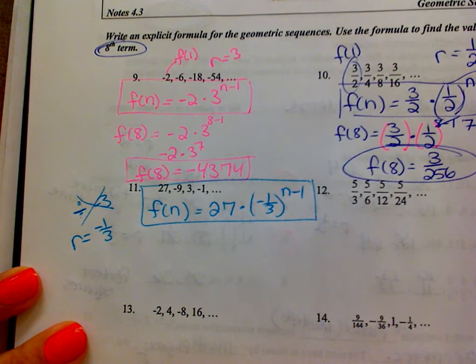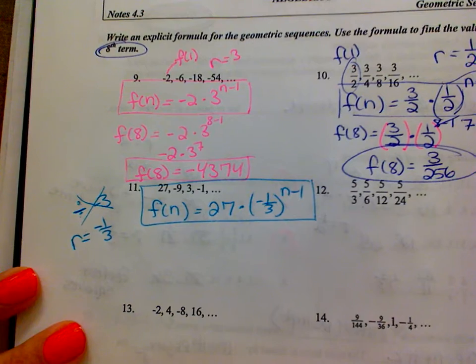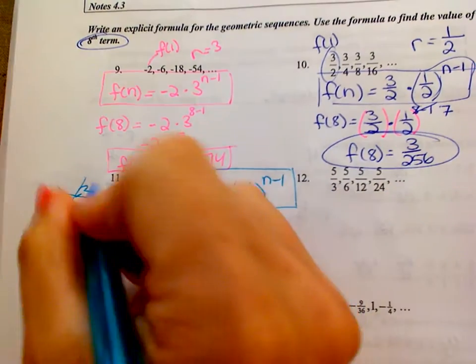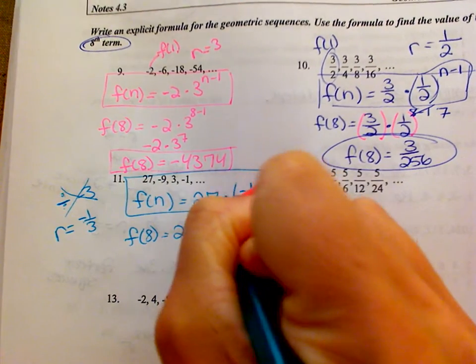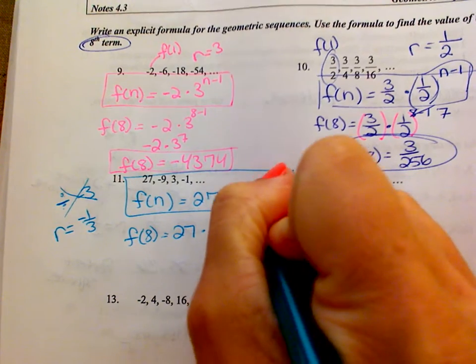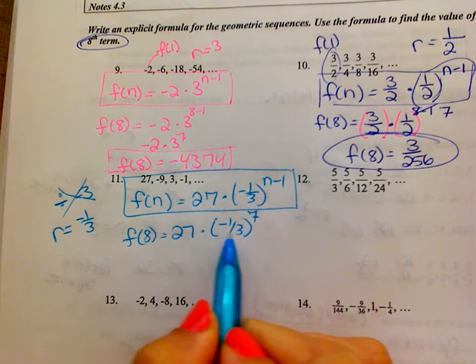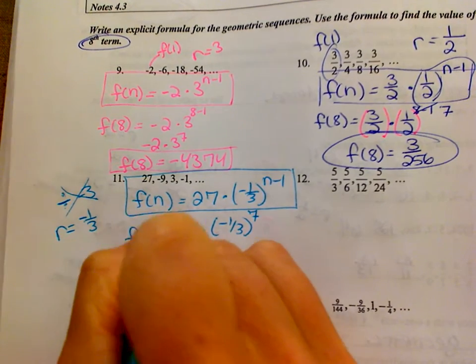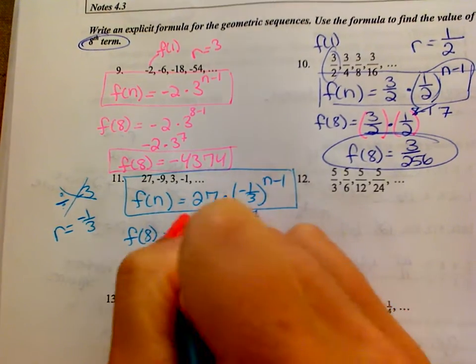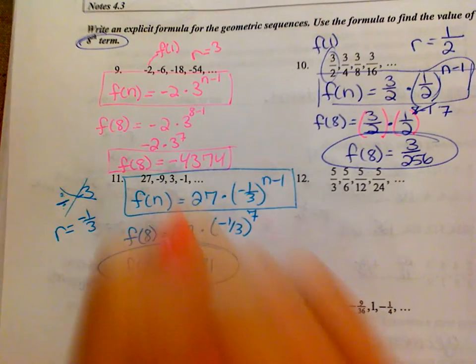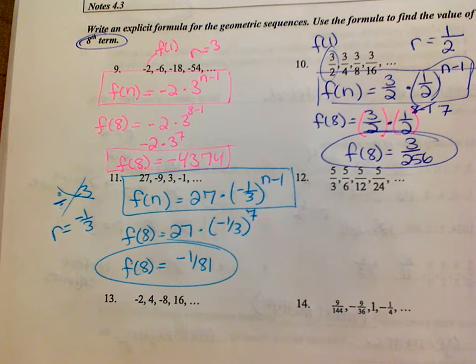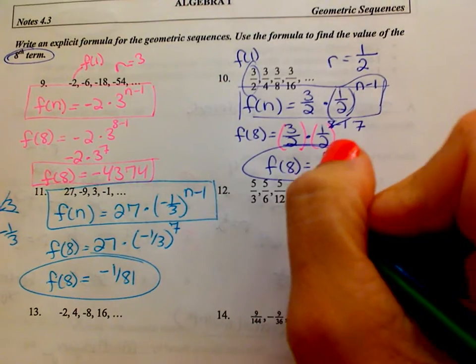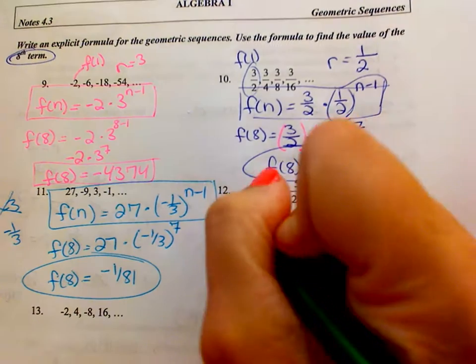Again, this is really nice because you don't have to actually distribute and simplify like we did in the arithmetic sequence. If I'm going to find the 8th term, I've got to do 27 times negative 1/3, 8 minus 1 is 7. Again, use parentheses, put that into your calculator, and get the 8th term is negative 1 over 81. If you're feeling comfortable with this, again, feel free to either mute me and just watch along. You do what you got to do to make sure you understand.